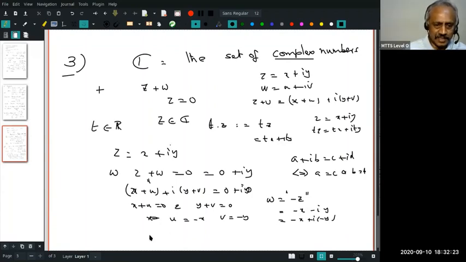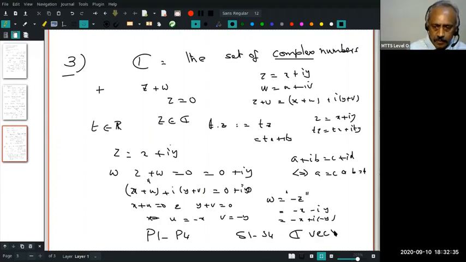So you can check the complex addition satisfies P1 to P4, and similarly the scalar multiplication also satisfies S1 to S4. Therefore, C is a vector space over the field R.